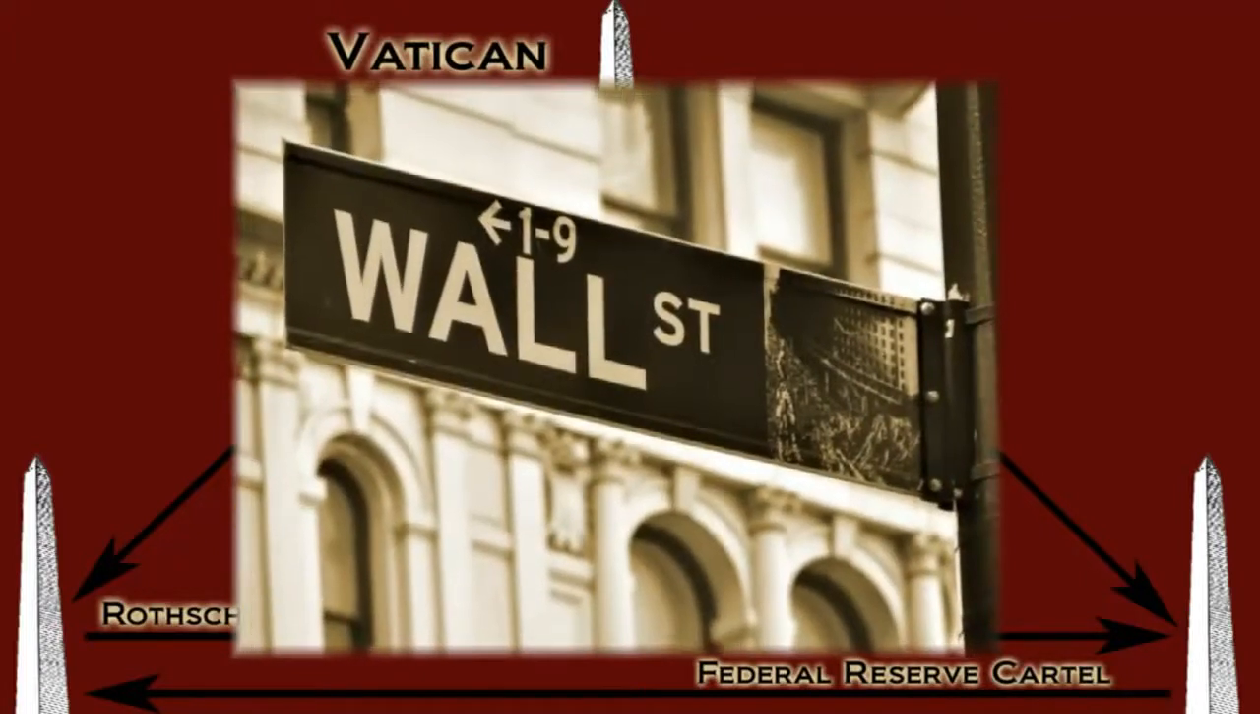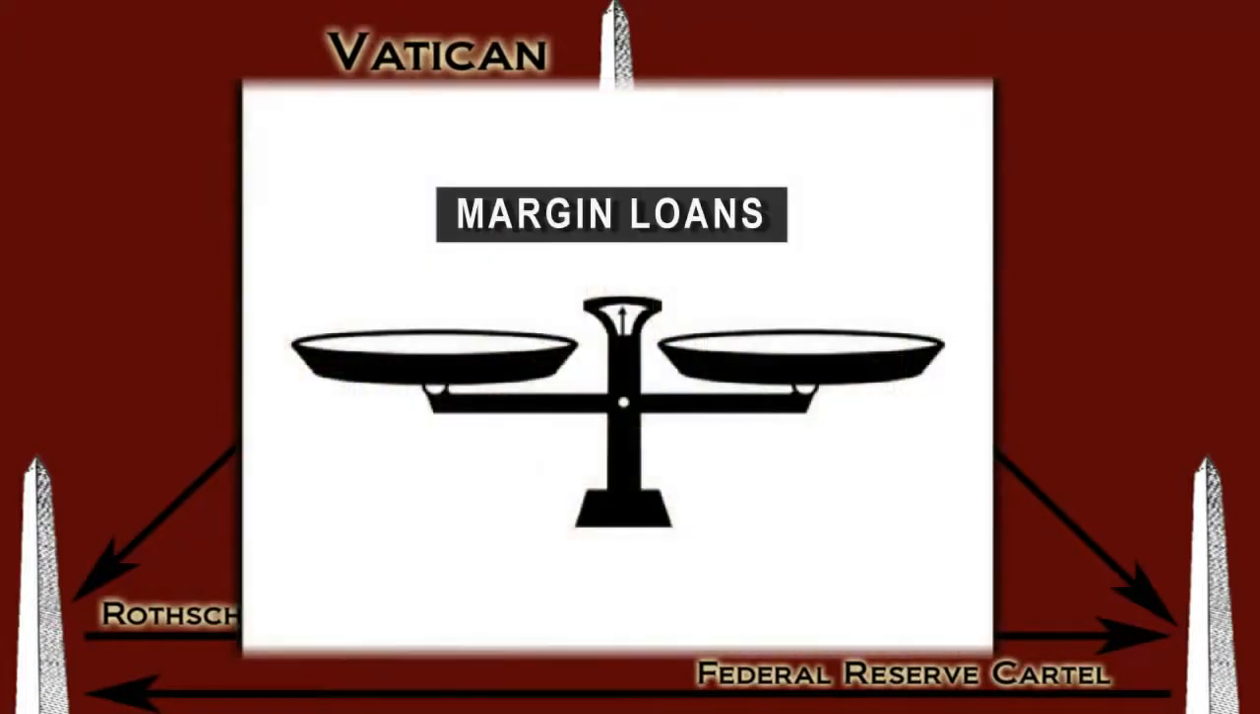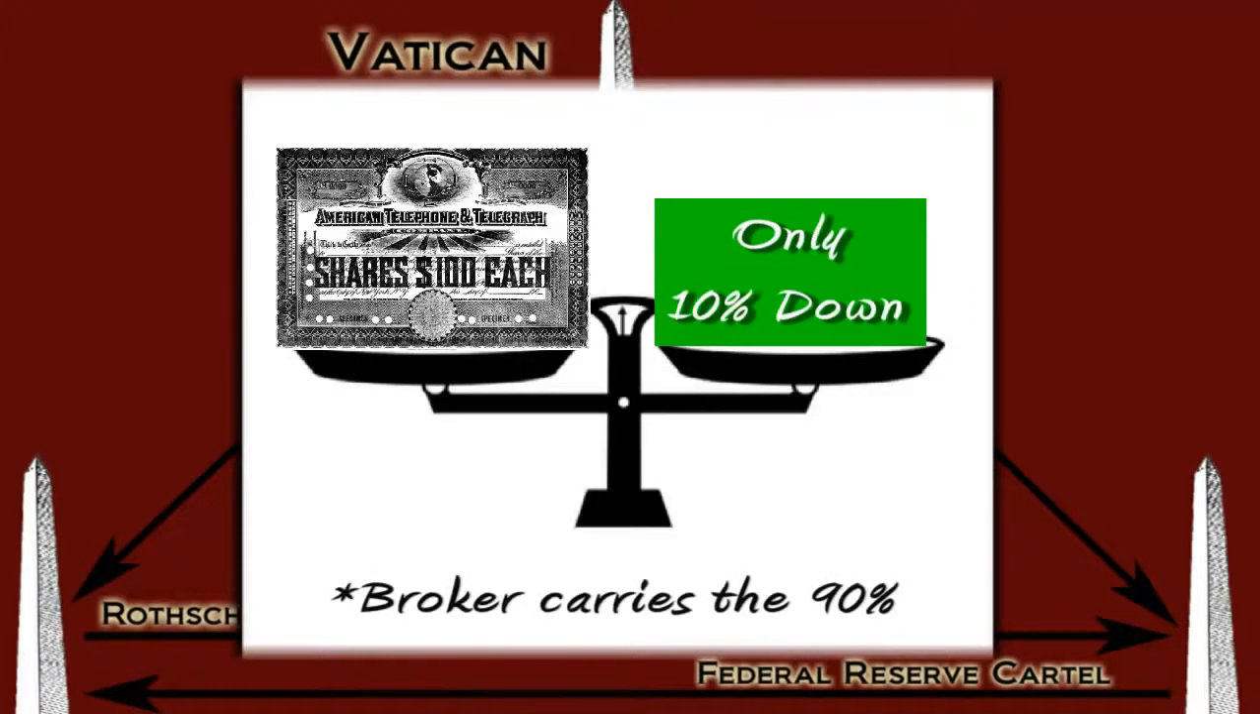There was also a new concept called a margin loan in the stock market. Very simply, a margin loan would allow an investor to buy a stock with only 10% down. The remainder of the stock would be carried by the broker. In other words, I could buy $1,000 worth of stock with only $100 down. This was very popular during the Roaring '20s, and everyone seemed to be making money, lots of money.